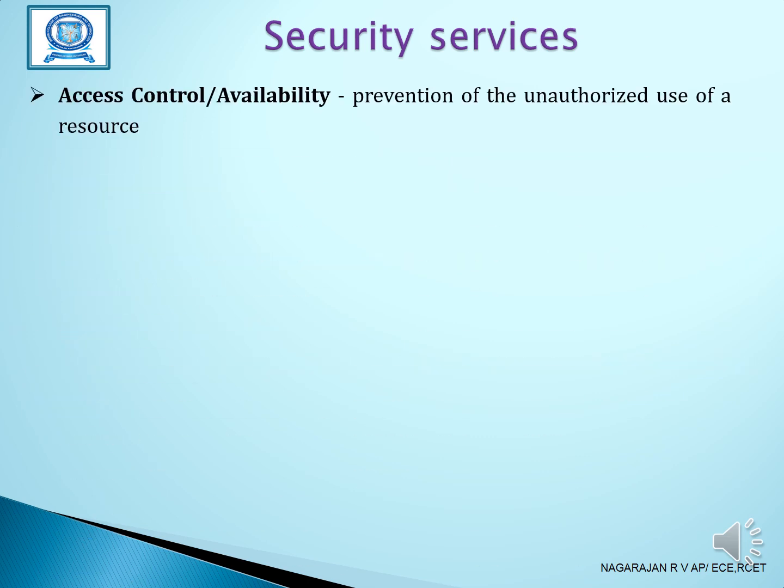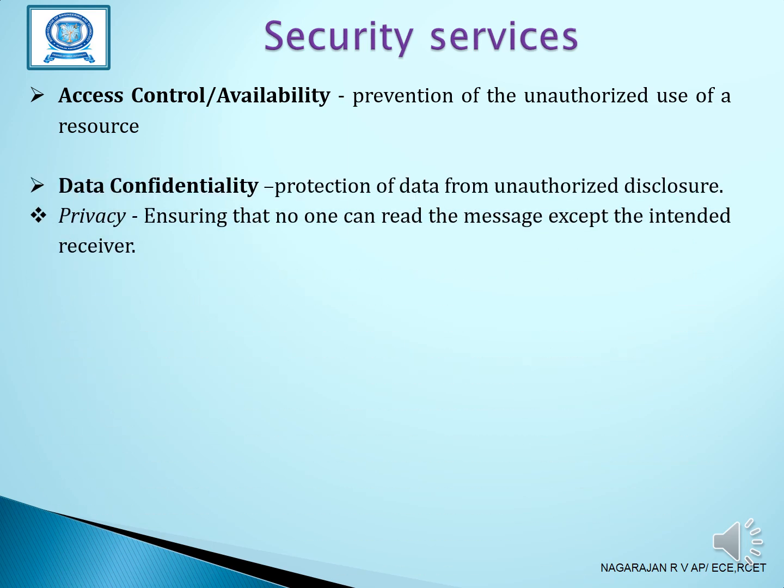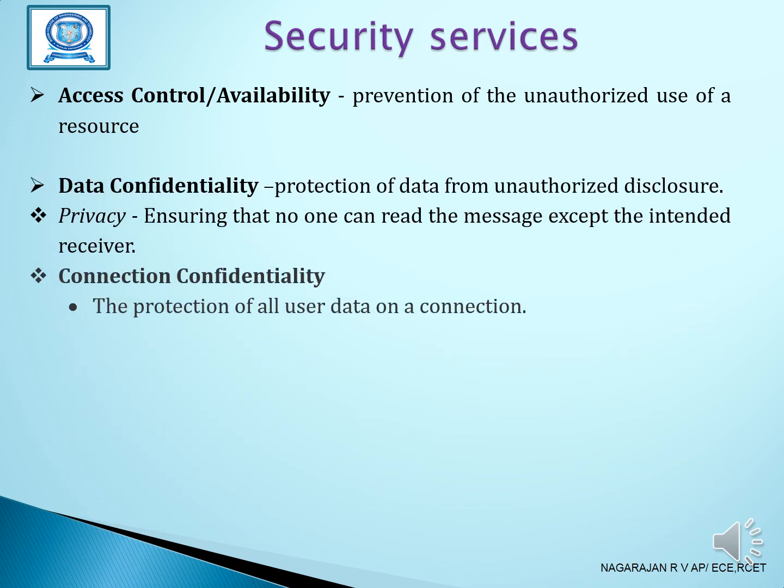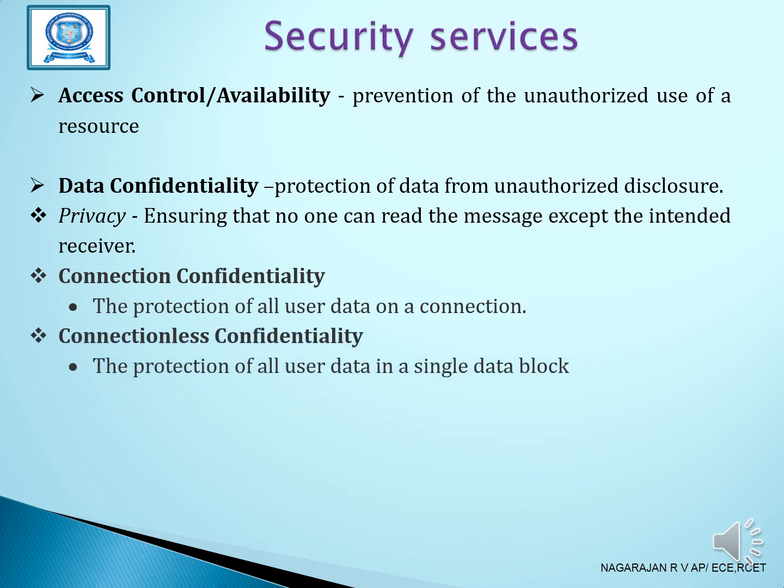Next one is access control, availability of data, prevention of unauthorized use of resources. And next one is data confidentiality, protection of data from unauthorized disclosure. This is also privacy. Privacy means ensuring that no one can read the message except the intended receiver. And next one is connection confidentiality, the protection of all user data on a connection.